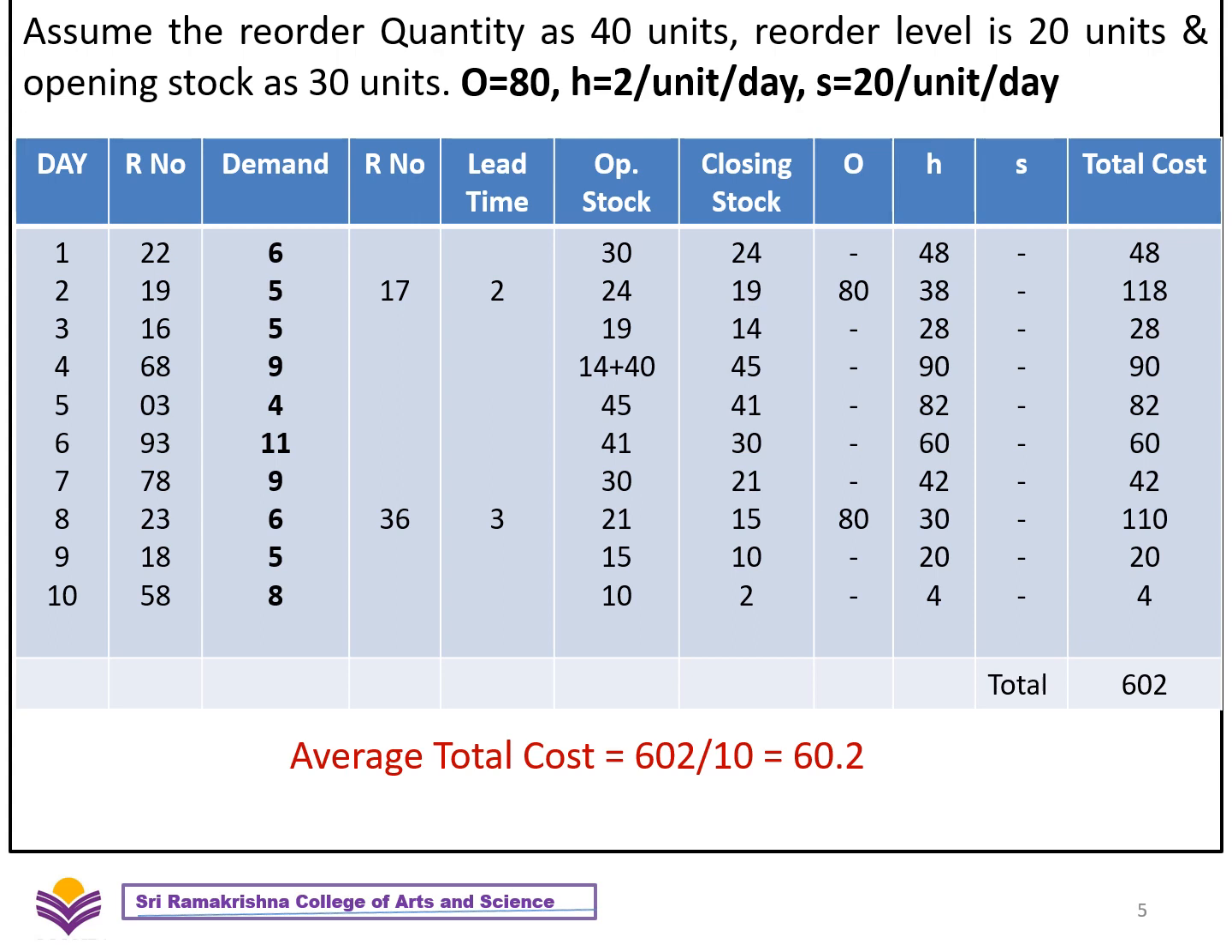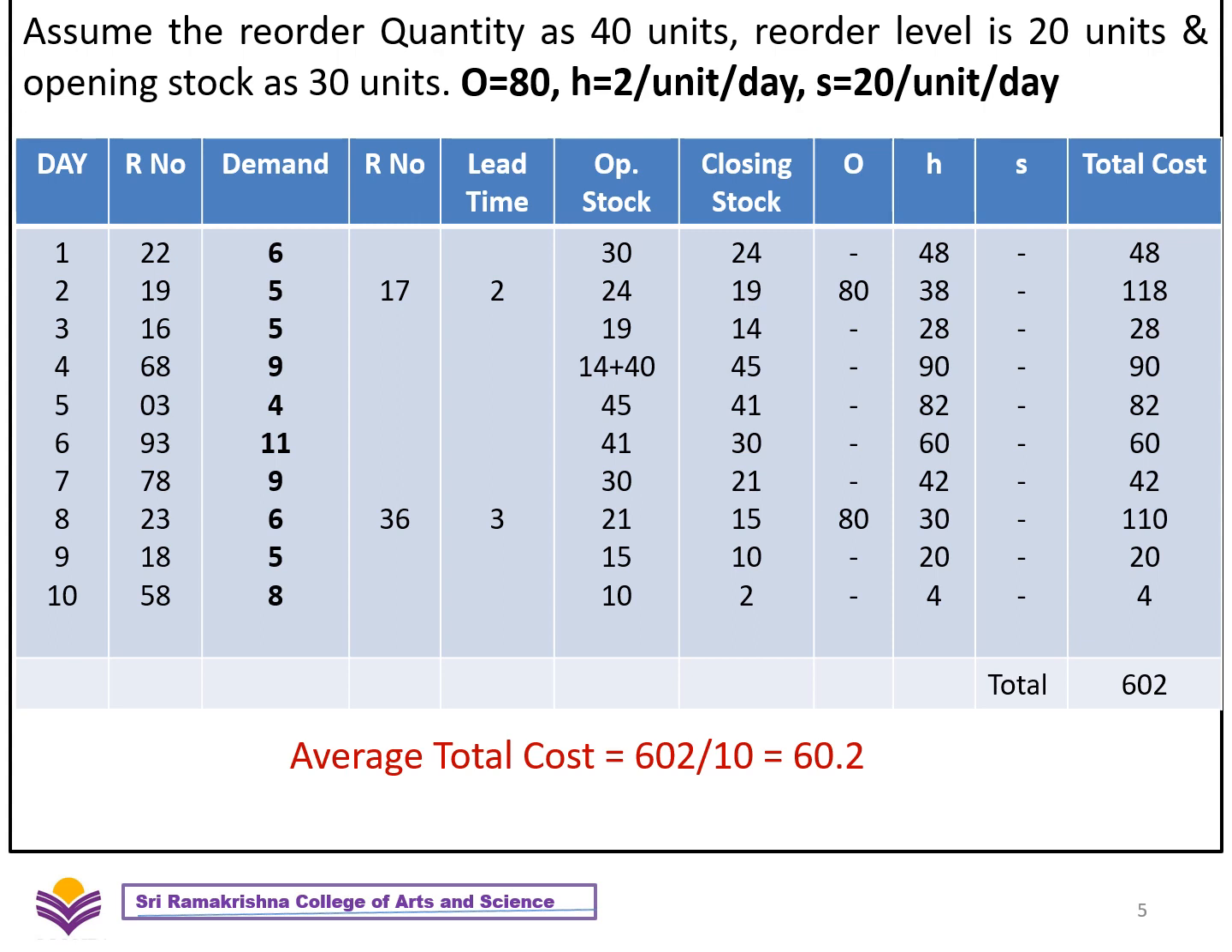So here on this 8th day, ordering cost is 80. Holding cost, this 15 units we are taking to the next day, so it becomes 30, and there is no shortage cost, and so 80 plus 30, 110. Similarly proceeding, we get the total cost on the 9th day as 20, 10th day as 4, and the total of the total costs works out to be 602.